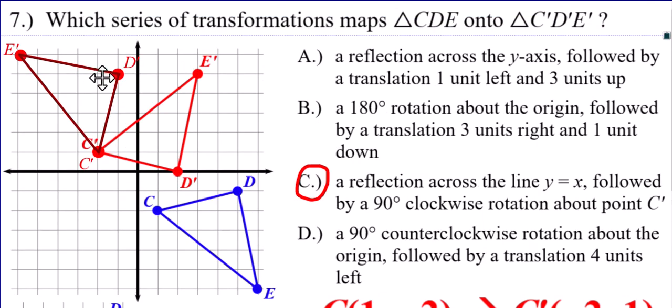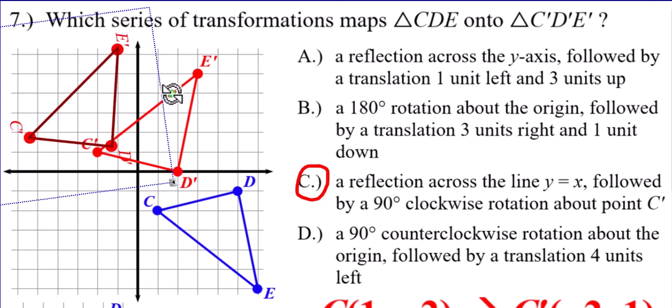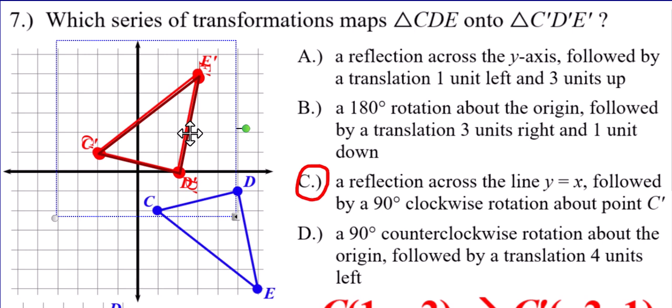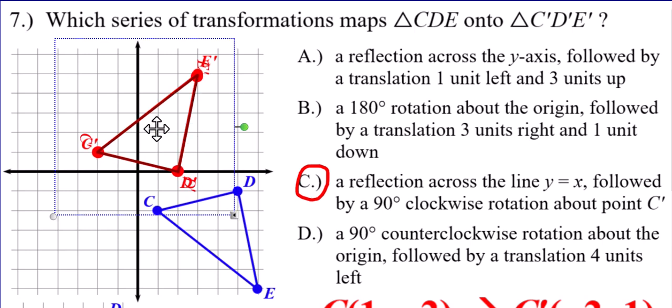And now if I rotate this triangle 90 degrees clockwise about point C, make sure I get the point C correct, and there it is. It matches. There you go. There's your proof that choice C works.